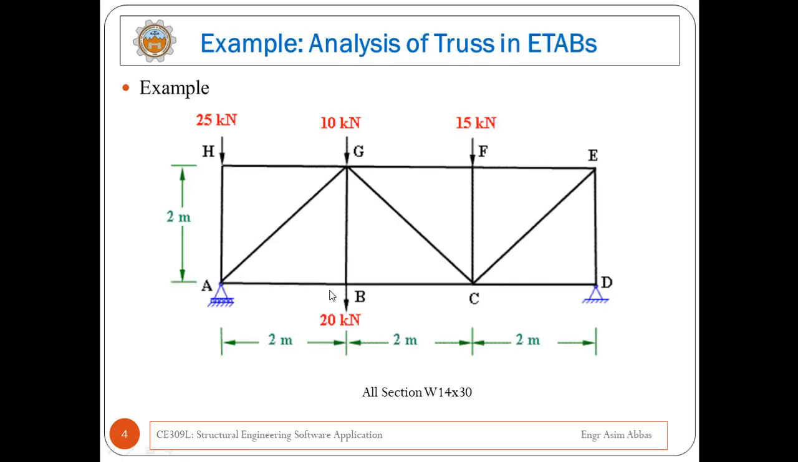Now example on analysis of truss in ETABs. In the example, a 2D truss is given which is subjected to 4 different loads, and all the sections or all the members in the truss element are W14 cross 30. Now let's discuss how to analyze this example in ETABs.